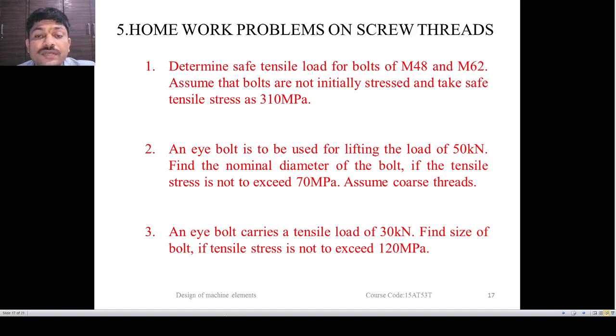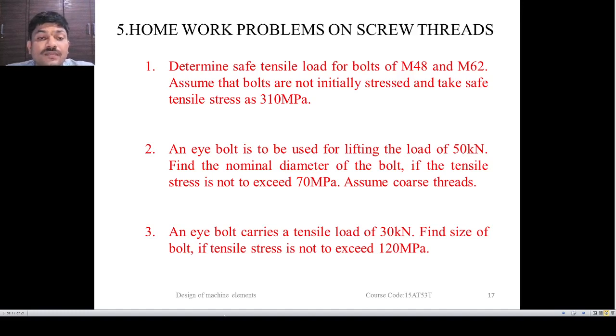Here I will give a hint. The similar last problem, whatever we have solved now, is the same. M48 means nominal diameter is 48 mm, and for M62 nominal diameter is 62 mm. The tensile stress is 310 megapascal. Directly put the value and convert to the core diameter, dc is equal to 0.84 d, or otherwise directly refer to the design data book. In the standard coarse thread bolt series, the availability of data is only up to M39, so for that it is better to use the empirical relation only.